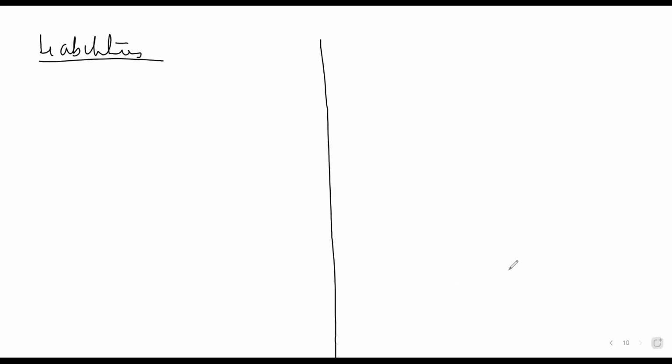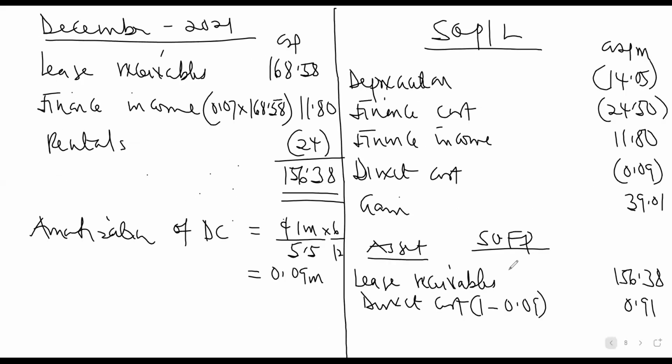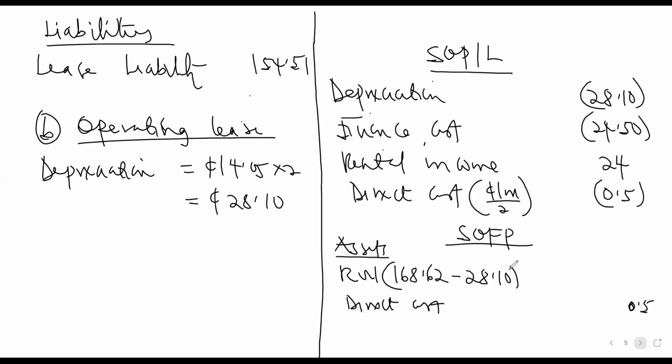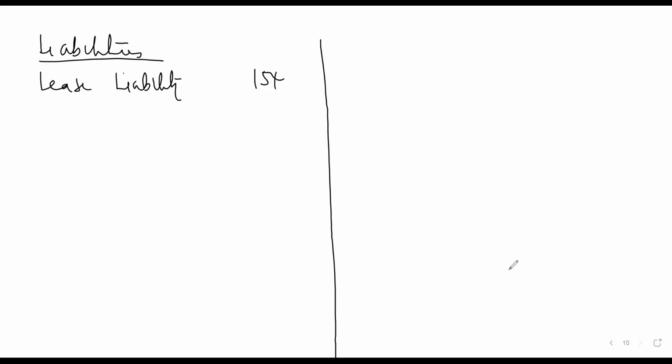Then we go to liabilities. For the liabilities, we'll be having the lease liability. We'll be having lease liability of the original figure that we have. We first had, that was the 154.51. Then we now have what? We now have rental prepayments. Okay, because the people are going to pay the next rentals at the end of the year.